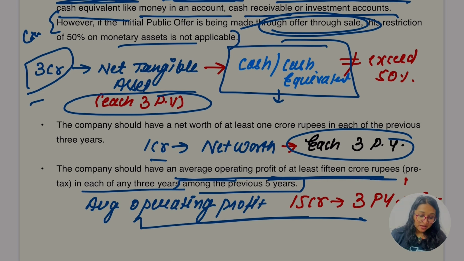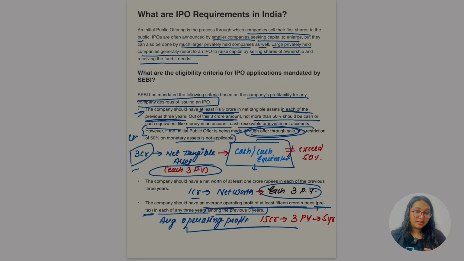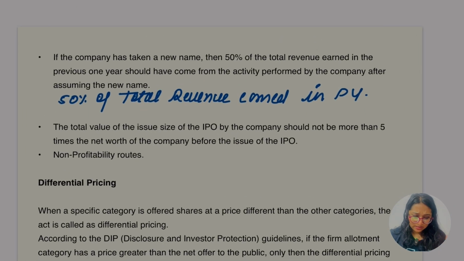ठीक है, yes, for again 3 previous years. ठीक है जी. What about the average operating profit? There was, yes, average operating profit again of 15 crore, but this was pre-tax. ठीक है, pre-tax amount. 3 years among the 5 previous years. From those 5 previous years, in at least 3 years the company should have the average operating profit. ठीक है, of कितना? 15 crore. So yes, इतना तो clear है.